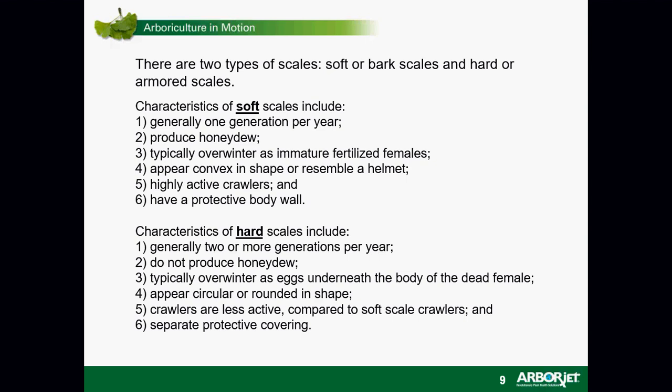In contrast, hard scales have two or more generations per year. They do not produce honeydew. They generally overwinter as eggs underneath the body of the female. They're circular or oyster-shaped. The crawlers tend to be less active, and the covering over the body is actually separate from the body, in contrast to the soft scale.